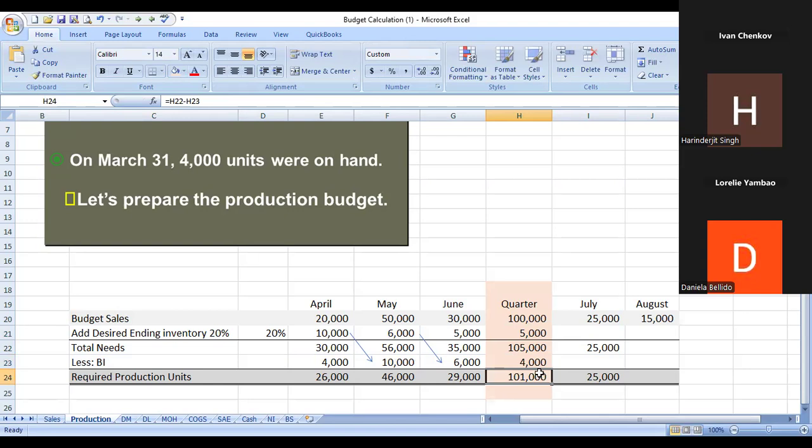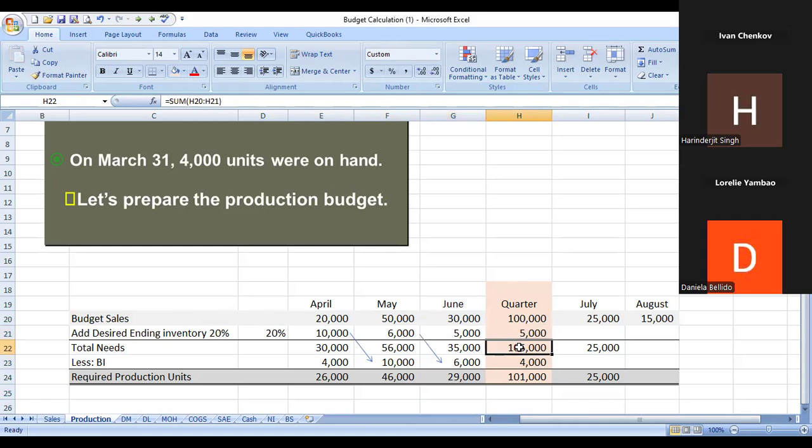Make sense? And then how much our production should be in the quarter. So again, watch this. The budget sales, we're calculating sales for April plus sales for May plus sales for June, $100,000. Then we're chasing what is the desired ending balance that we want at the end of the quarter. Well, the ending balance will be the ending balance of the last month of the quarter, which is 5,000.